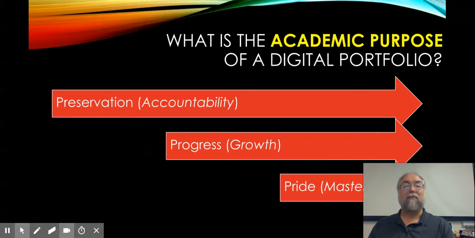But what about the academic purpose of a digital portfolio? Well, I have three really good reasons why you should be promoting digital portfolios in your classroom now. The first is accountability. Students complete and post artifacts which showcase their abilities. Second, growth. Artifacts build upon others demonstrating growth. Third, mastery. The results of which show mastery on a vast number of skills, which develops a sense of pride in their abilities. Simply put, your assignments now help them to develop an electronic journal of their work.